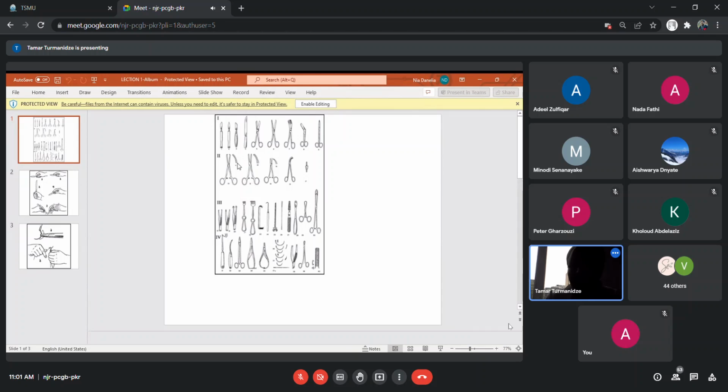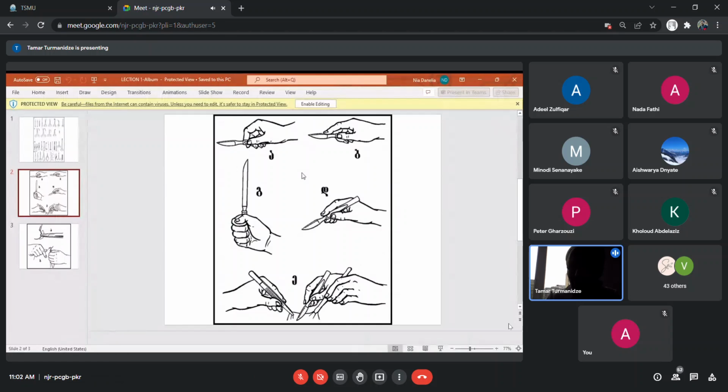Handling of the instrument, the scalpel. In the hand, we have different positions for how to handle this instrument. We have 4 positions we see on the picture. We have the table knife position, the pen position, the bow position, and the sword position. Different positions are for different cuttings.